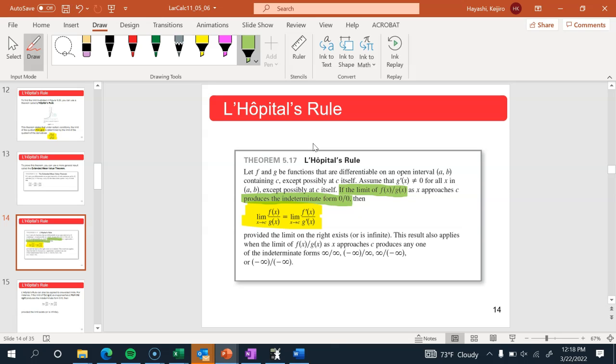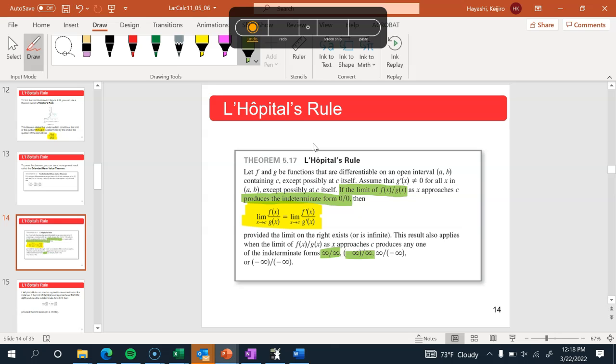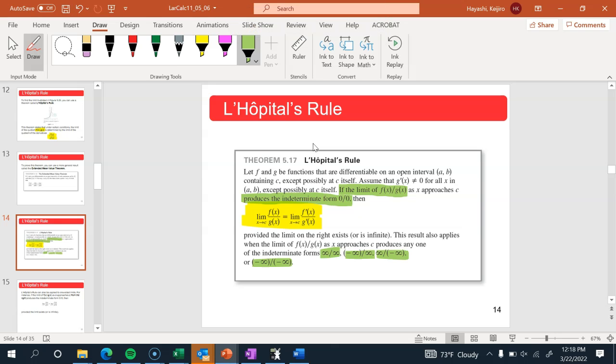You can also use it for when you get infinity over infinity, or any of these signed variations of infinity over infinity. Wait, what? When you say 0 over 0, we use a substitution?